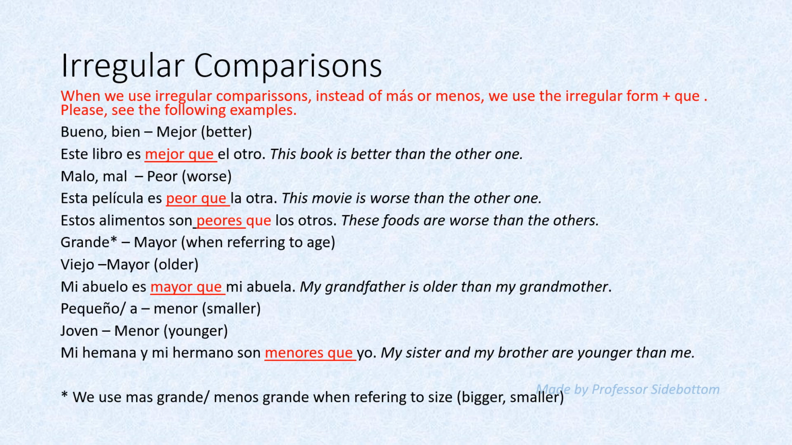Estos alimentos son peores que los otros. These foods are worse than the others. Mi abuelo es mayor que mi abuela. My grandfather is older than my grandmother. Mi hermana y mi hermano son menores que yo. My sister and my brother are younger than me.